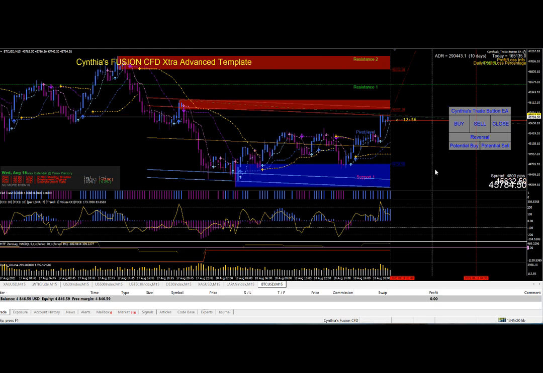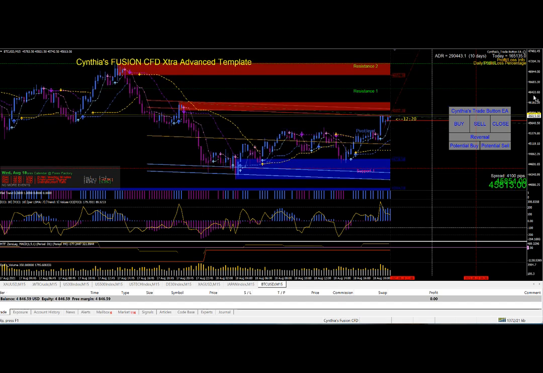As an addition to the extra advanced template, I've included a supply and demand indicator which draws the red demand zones and the blue supply zones, which are support. The blue zones are support and the red zones are resistance, and that just shows you visually. And the idea is to be selling out of the red zones and buying out of the blue zones, so that helps you see price action, support and resistance, and it just generally helps.